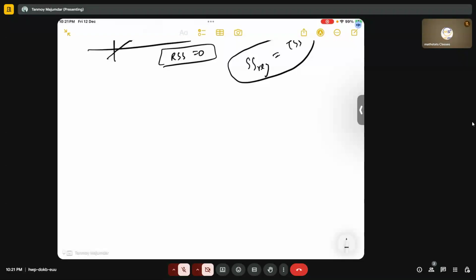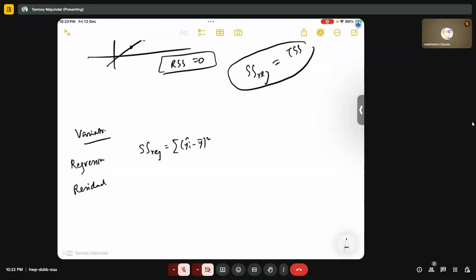एक होता है सोर्स ऑफ वेरिएशन. वेरिएशन में क्या क्या होगा, एक होगा रिग्रेशन, एक होगा रेसिडुअल. सो रिग्रेशन सम ऑफ स्क्वायर्स हम लोगों को मिला है एस एस रिग्रेशन, जो इक्वल टू क्या है, y hat minus y bar उसका होल स्क्वायर. ये हमारा रिग्रेशन सम ऑफ स्क्वायर्स. और रेसिडुअल सम ऑफ स्क्वायर्स मिला था हम लोगों को yi minus yi hat उसका होल स्क्वायर.